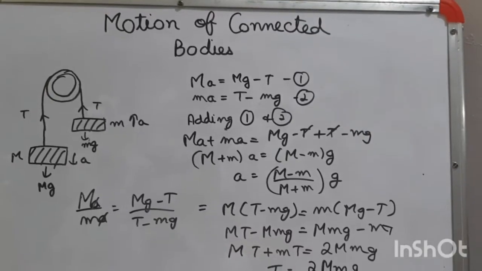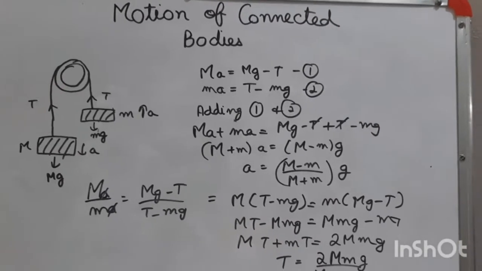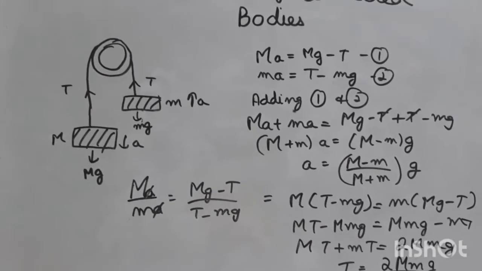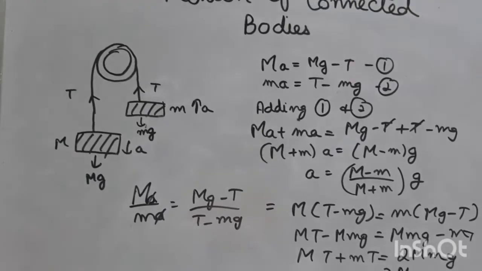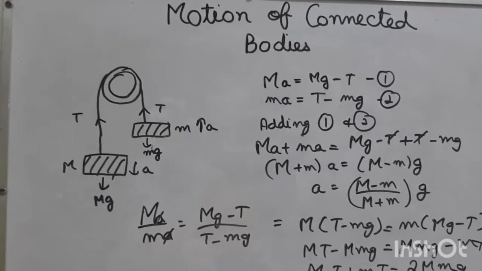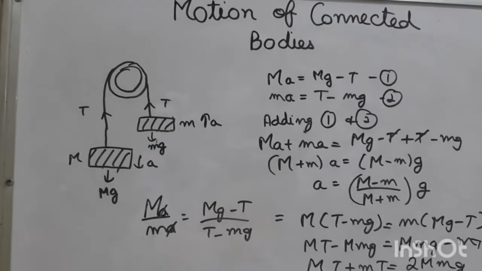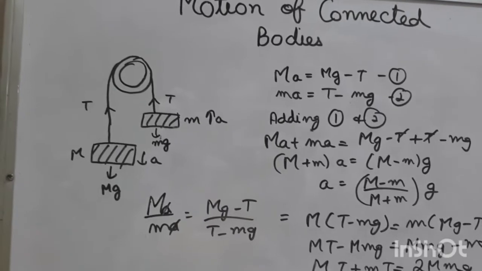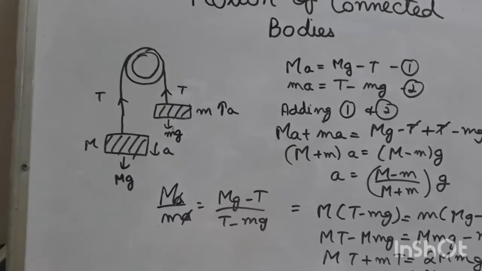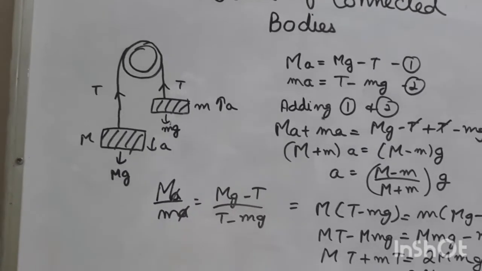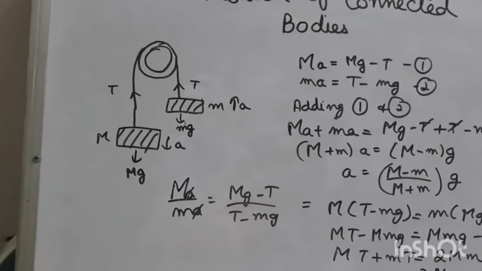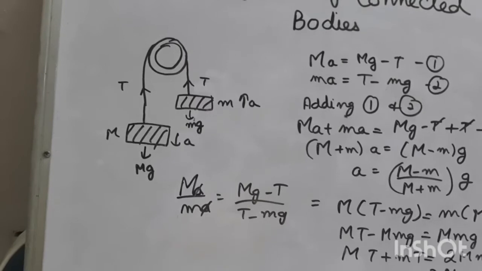Now, the first example of the motion of connected bodies: we have two blocks, block 1 and block 2. Block 1 is of mass capital M, block 2 is of mass small m, and these are tied to the two ends of an inextensible string which is placed over a pulley. Capital T is the tension developed in the string, and block 1 and block 2 have different masses.